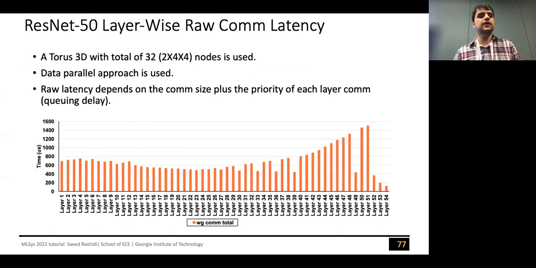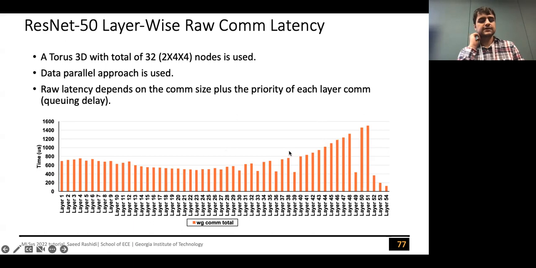So now here I just want to show some visualizations of the ASTRA-sim stats that can give you some intuition: after I produce these stats, what kind of intuitions can those stats give me? Here is the layer-wise raw communication latency for ResNet 50. One thing you can see is that different layers see different communication latencies. And these last layers see higher communication delays.